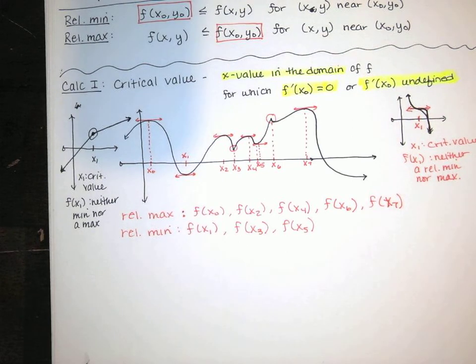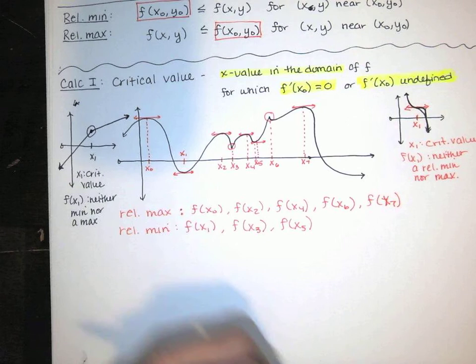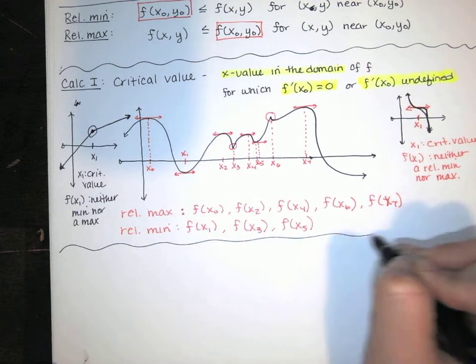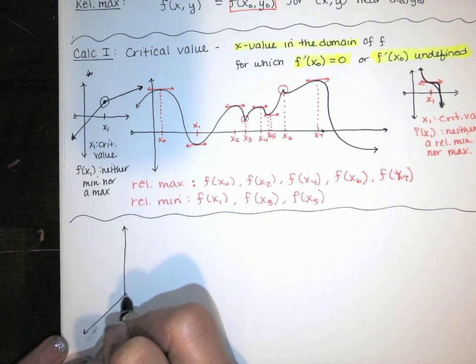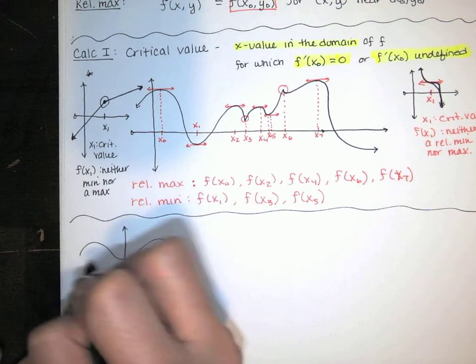Now let's think about the Calculus 3 analog of that. I've got a surface now. It's got little hills and valleys.